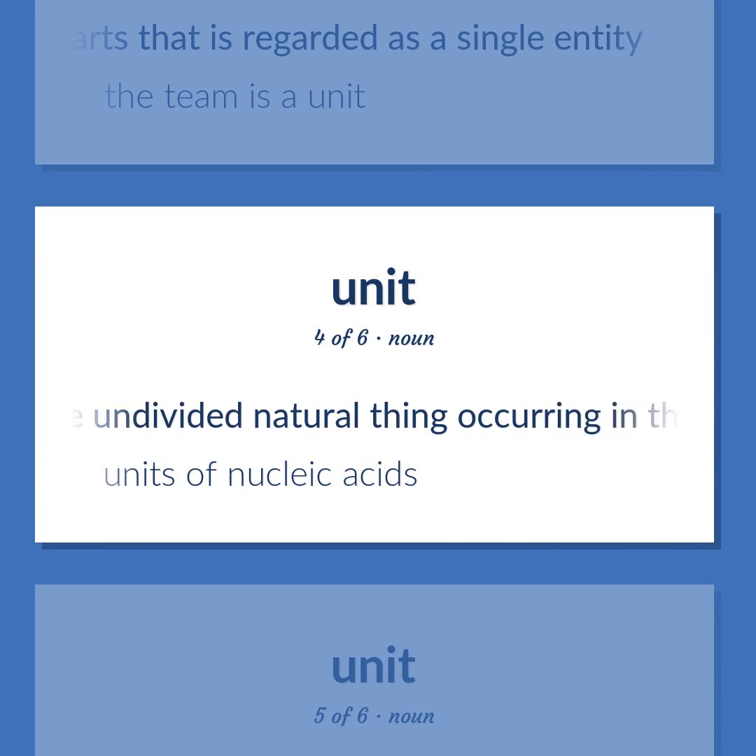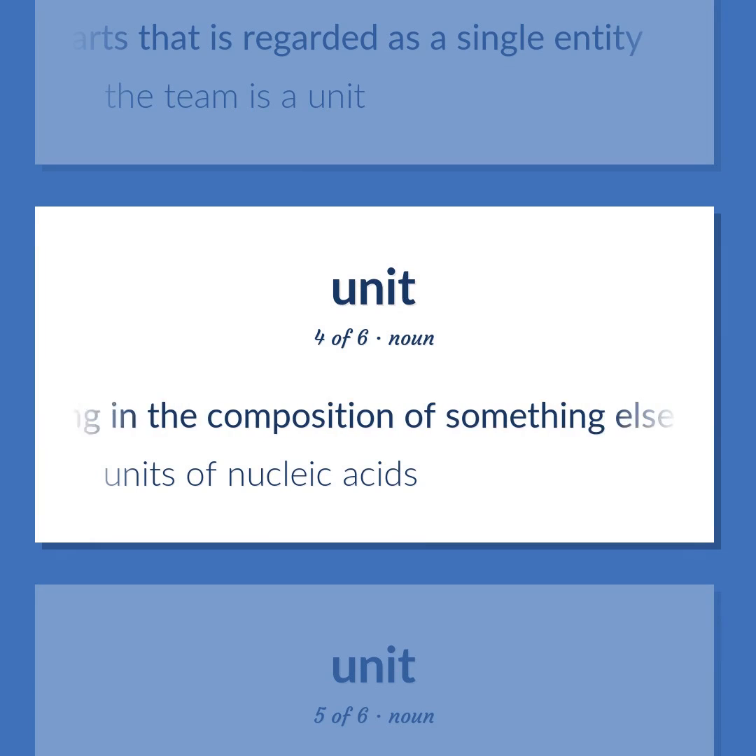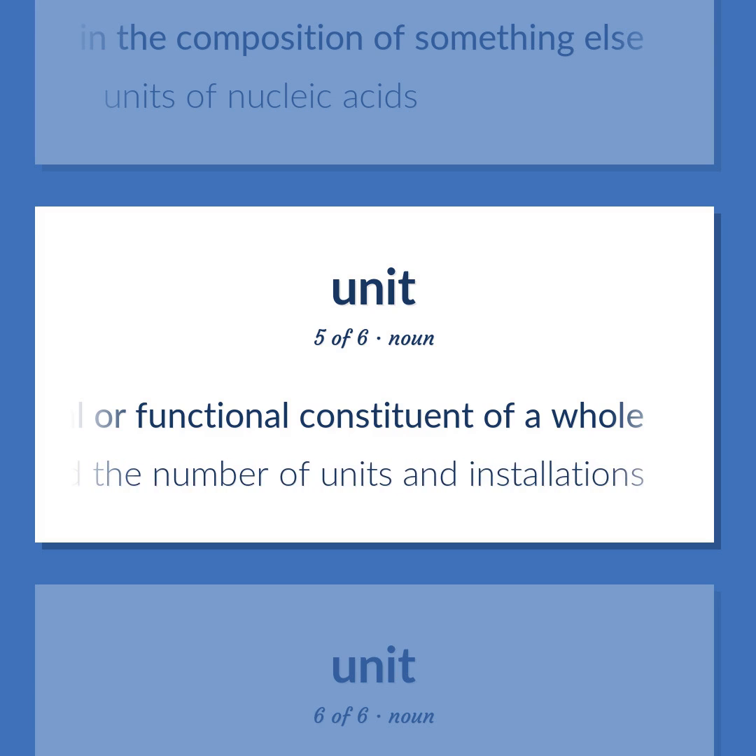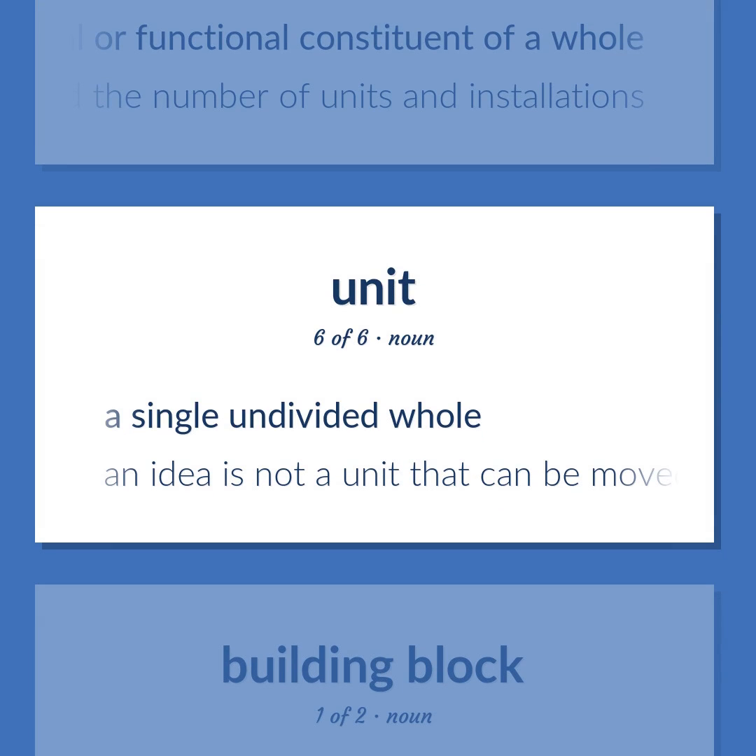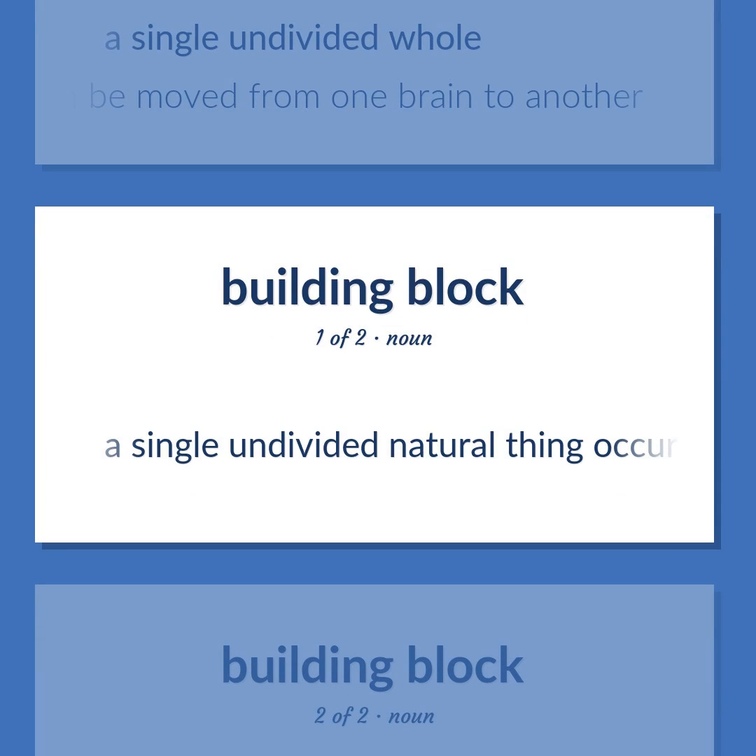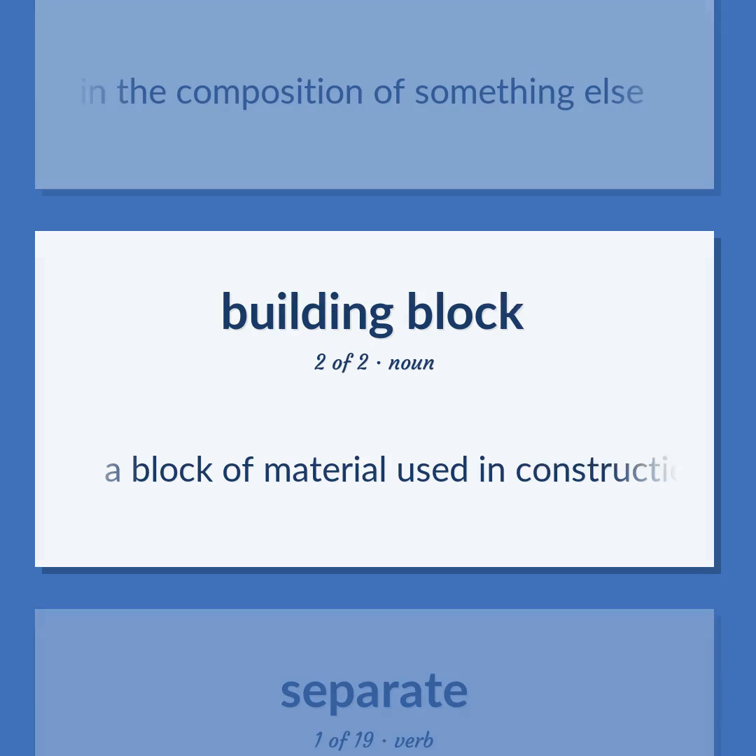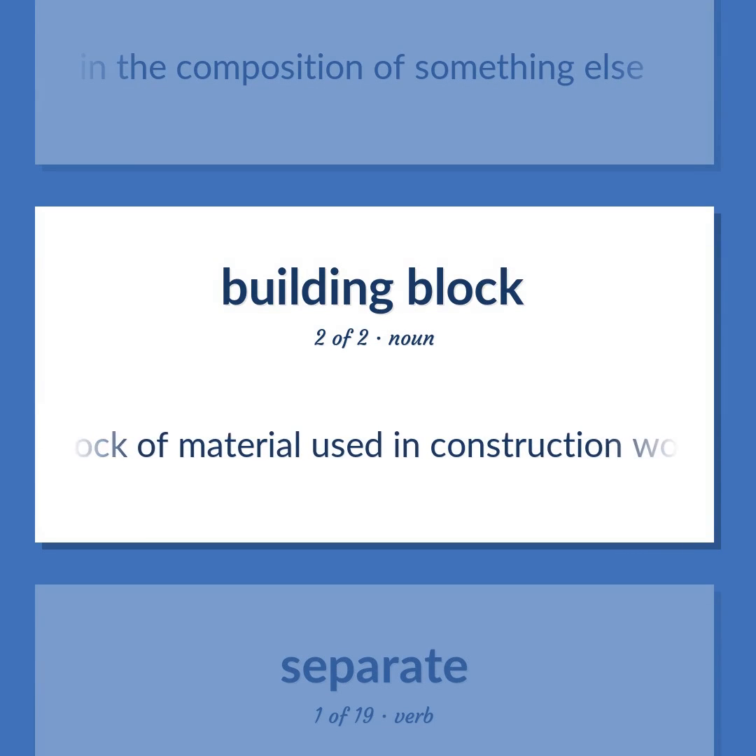A single undivided natural thing occurring in the composition of something else. Units of nucleic acids. An individual or group or structure or other entity regarded as a structural or functional constituent of a whole. Reduced the number of units and installations. A single undivided whole. An idea is not a unit that can be moved from one brain to another. A single undivided natural thing occurring in the composition of something else. A block of material used in construction work.